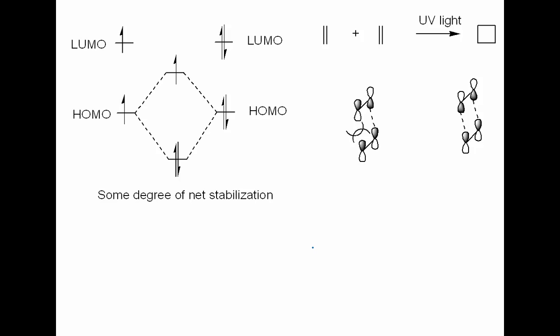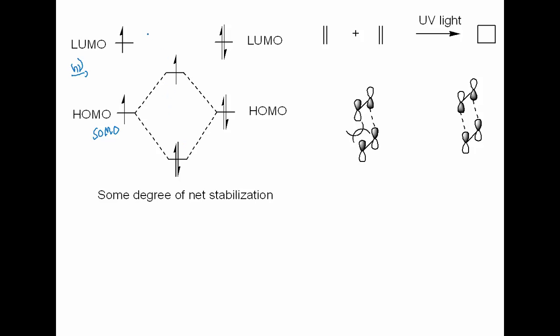Alright, turns out that if you photolyze the system, you can get one electron to go from the HOMO to the LUMO. This is now going to be called a SOMO, a singly occupied molecular orbital. Now if you do this net interaction, there's some degree of stabilization because there's 2 bonding and 1 anti-bonding, so it's kind of like a half bond there.